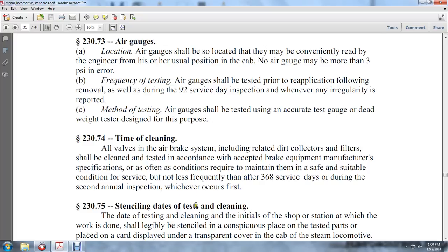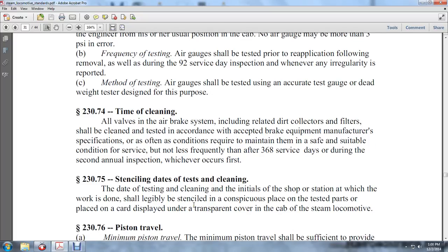23075 Stencil date of the testing and cleaning. The date of the testing and cleaning, the initial of the shop or the station in which the work is done, shall be legibly stenciled in a conspicuous place on the tested parts, placed on the card displayed in the cab of the steam locomotive. 23076 Piston travel.